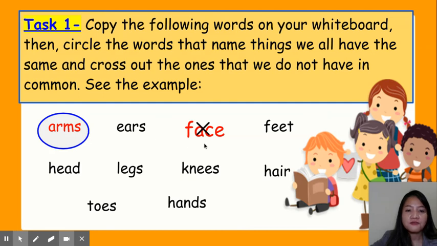Next, face. It's a cross out. Why is it crossed out? We don't look all the same. Okay, so for the other words, now I think you can do them. Alright? So you may pause the video and move on and do the following task.